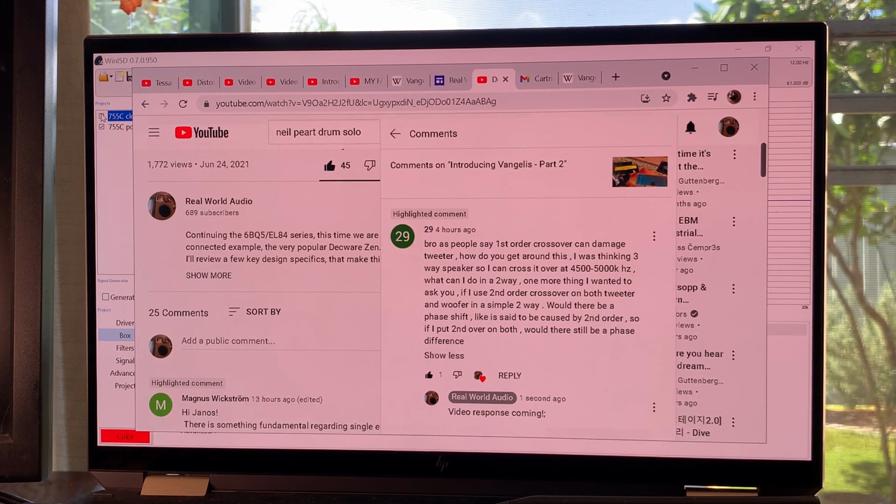So the first part is that people say first order crossover can damage tweeters. How do you get around this? The thing is that it depends on where you cross over your tweeter and what the tweeter is. We cannot generalize around this issue because there are a lot of tweeters. If the tweeter was designed to be crossed over at first order, then you can cross it over at that frequency where the design specifications say.